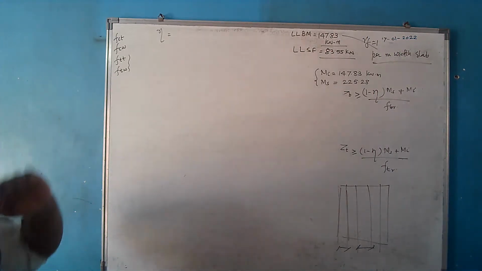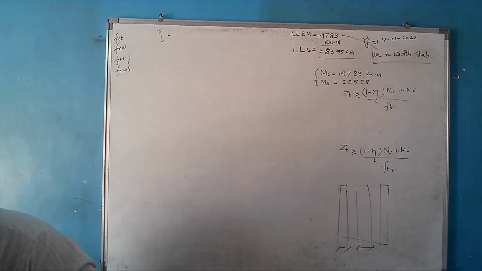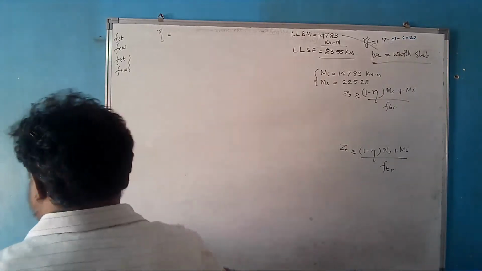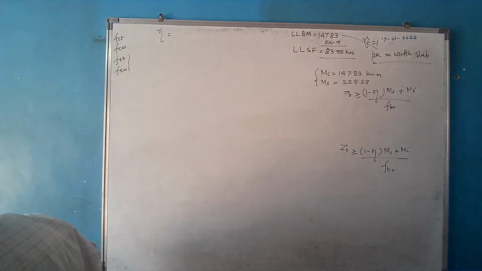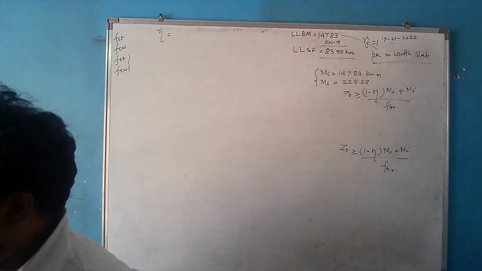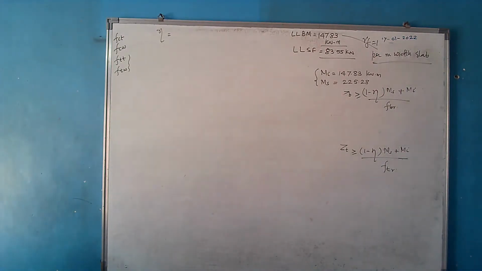So that should be given in the question. अगर नहीं दिया जाएगा, then we have to assume some value. कितना assume करेंगे, because it is not given in the question. How much you want to assume the value of eta? What is the value of eta you want to assume? कितना कंसीडर करेंगे eta?